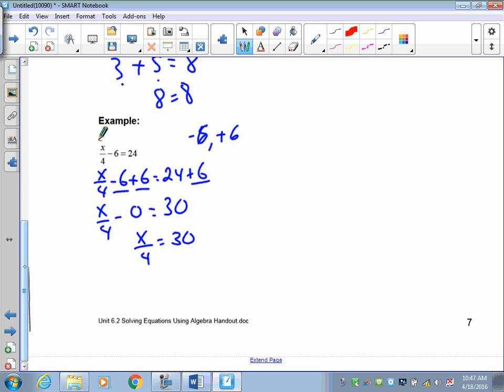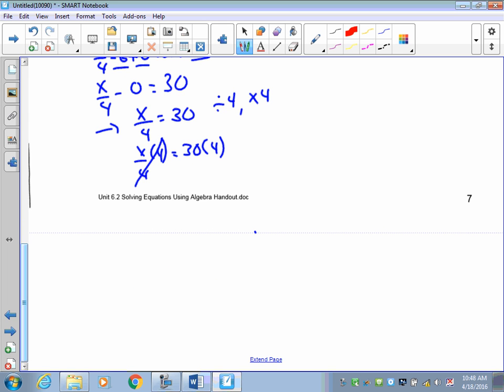So when you take a look now, I'm dividing by 4. The opposite of dividing by 4 is to multiply by 4. So I've got x over 4 times 4 is equal to 30 times 4. All right, now, those cancel. So now 4 divided by 4 is 1x, and 30 times 4 is 120, so x is 120. All right. Okay, let's go to the next page.